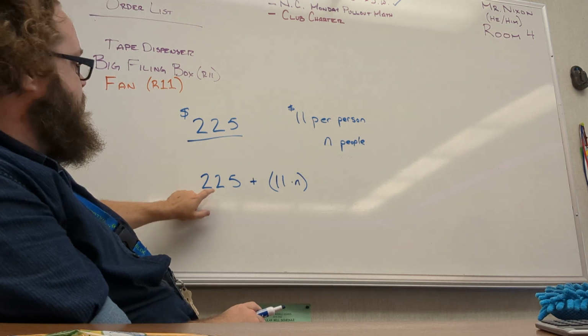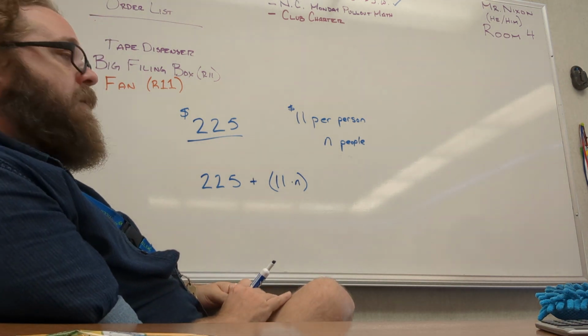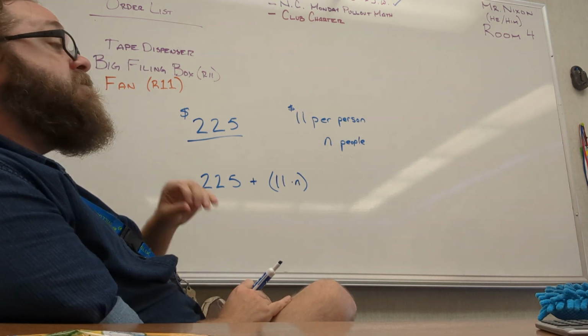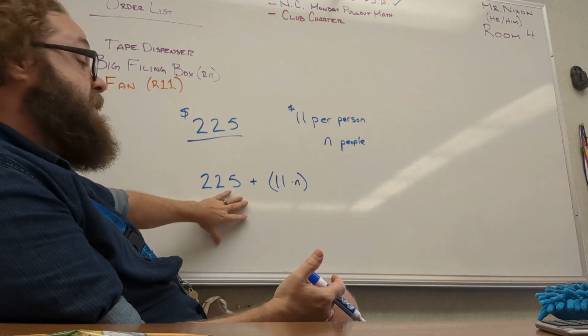Because where do we get the 225 from? What is that? The cost of the room. That's no matter what, right? If we serve 1 million people, if we serve 50 people, if we serve 0 people, we still rented the room, and that cost us $225. So that's there no matter what.